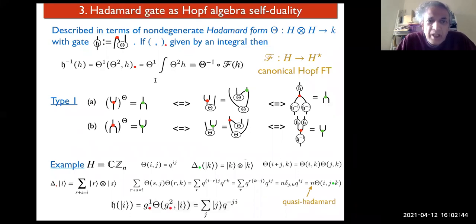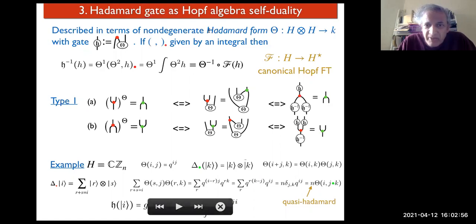Now, the Hadamard. I want to talk in this context of still working in vector spaces, if you want. I'm going to just talk about Hadamard gates. I'm going to define this in terms of something I call a Hadamard form, which for me will just be a non-degenerate bilinear form on H. There'll be an associated gate, which I will write like this. It's basically viewing this bilinear form as a map, by evaluation against it, using the red co-evaluation.